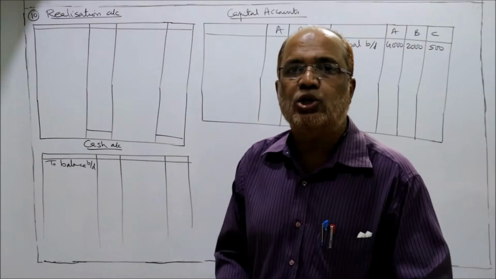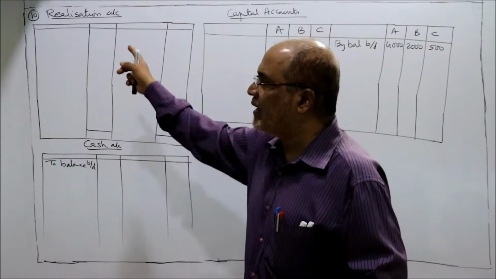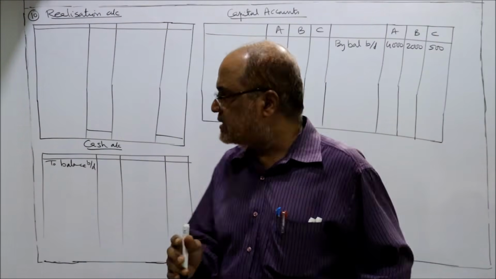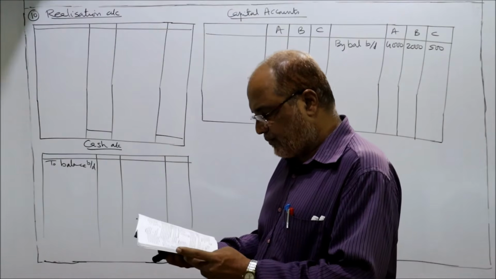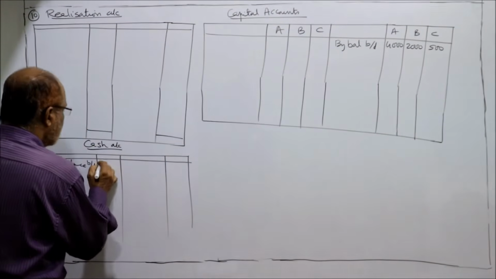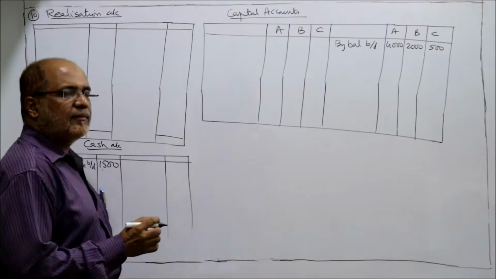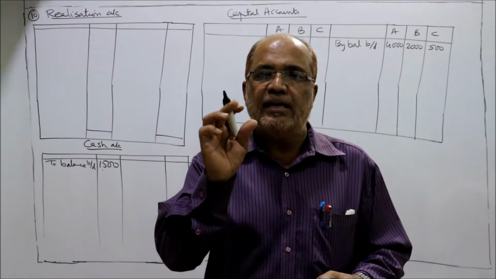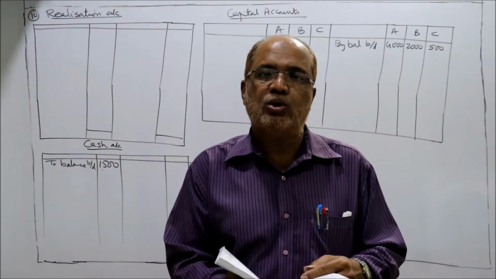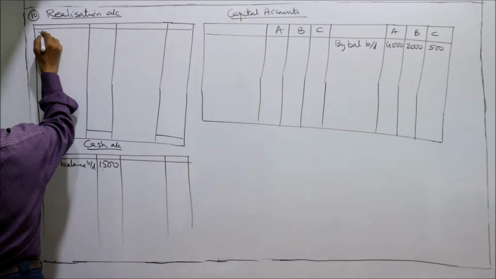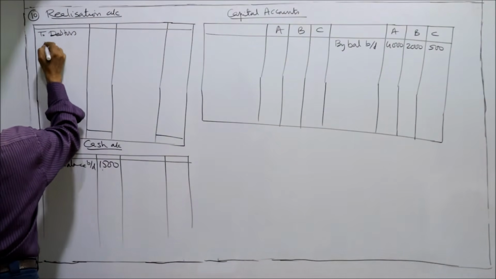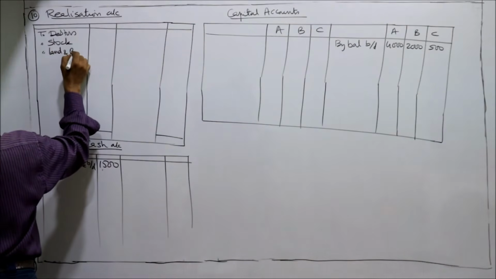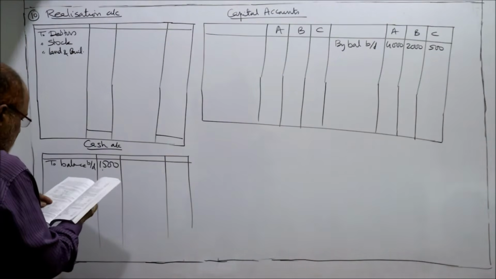Now, whenever there is a dissolution of firm, we will make one realization account. The first entry is transfer all assets to realization. Cash account, how much is the balance now? 1,500. Opening balance, cash 1,500. Now, except cash, all other assets should be transferred to realization. Realization account debtor to debtor, stock, land and building.